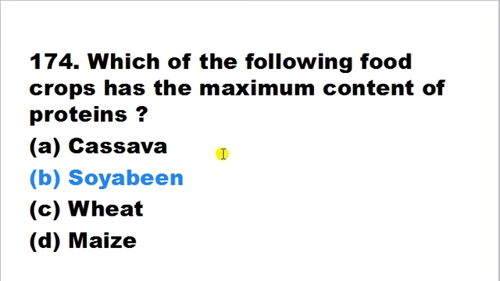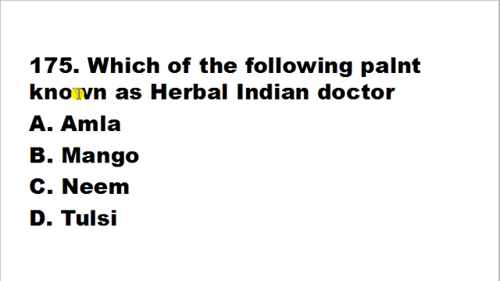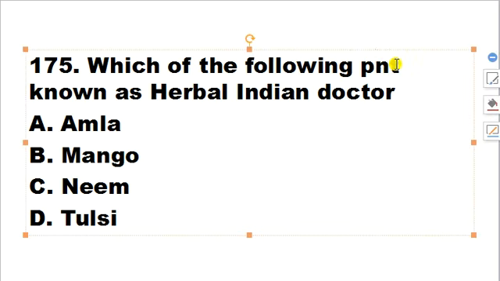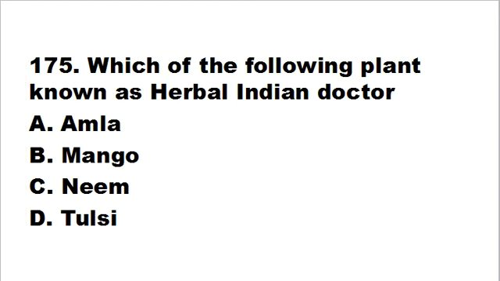Which of the following plants is known as the Herbal Indian doctor: Amla, mango, neem, tulsi. So its correct answer would be A. That means Amla, also known as Indian gooseberry, is known as the Herbal Indian doctor because it has vitamin C. It is a vitamin C rich fruit, and it is involved in boosting our immune system. And in maximum Ayurvedic medicine, Amla is used. So this is known as the Indian herbal doctor.